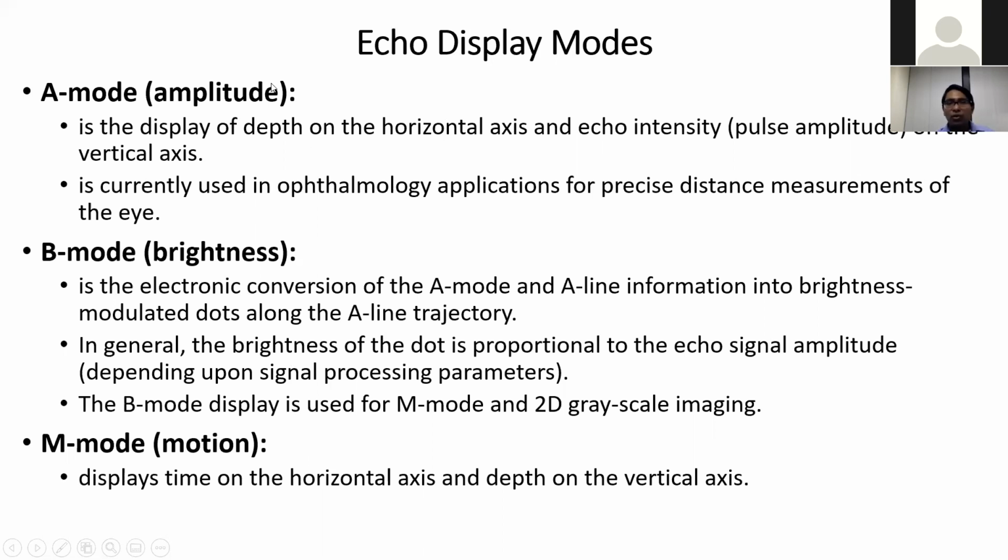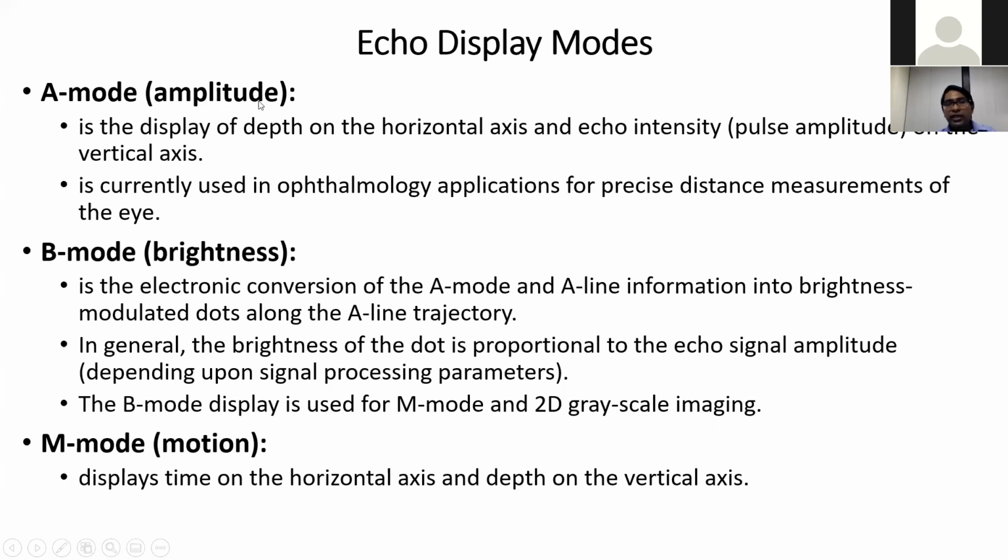So amplitude mode is basically looking at the amplitude of the signal that is being reflected back. It's a single amplitude line that we look at. If we take multiple A lines, we can create an intensity or a B mode image. And that's what's called a brightness mode image.